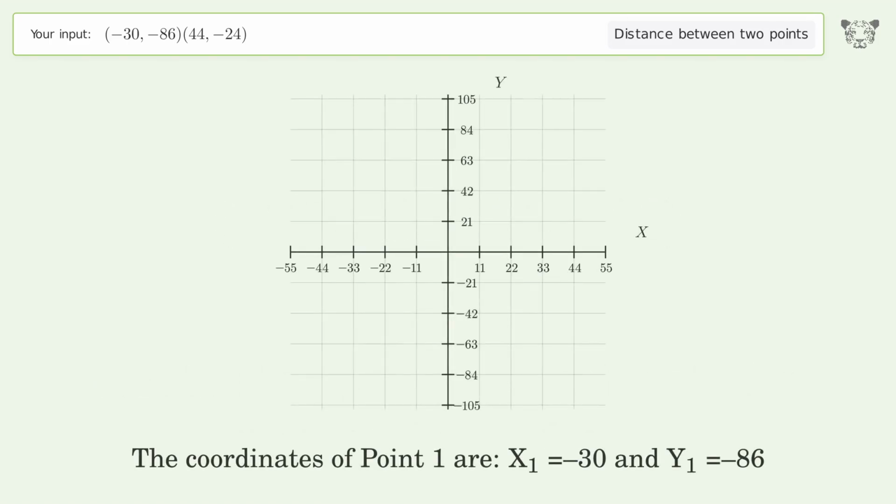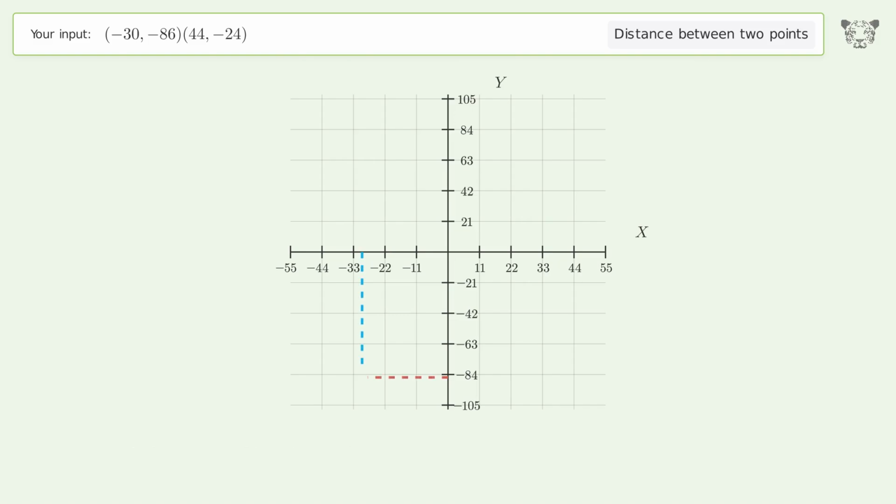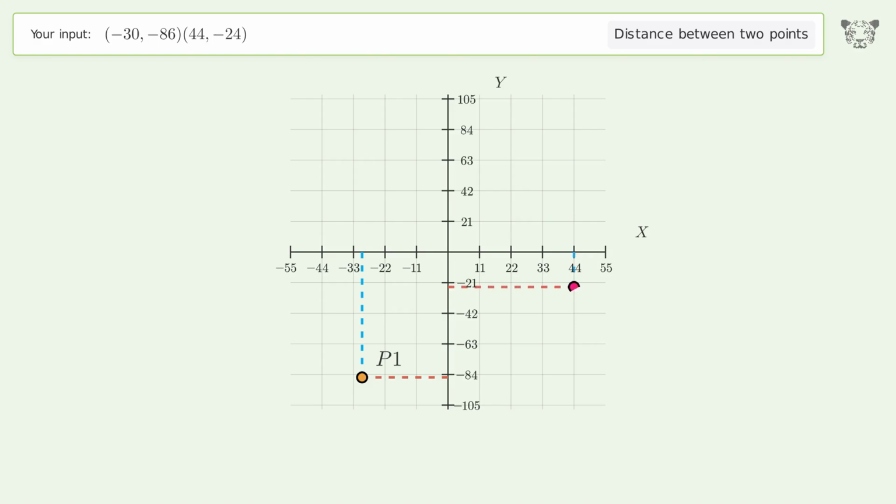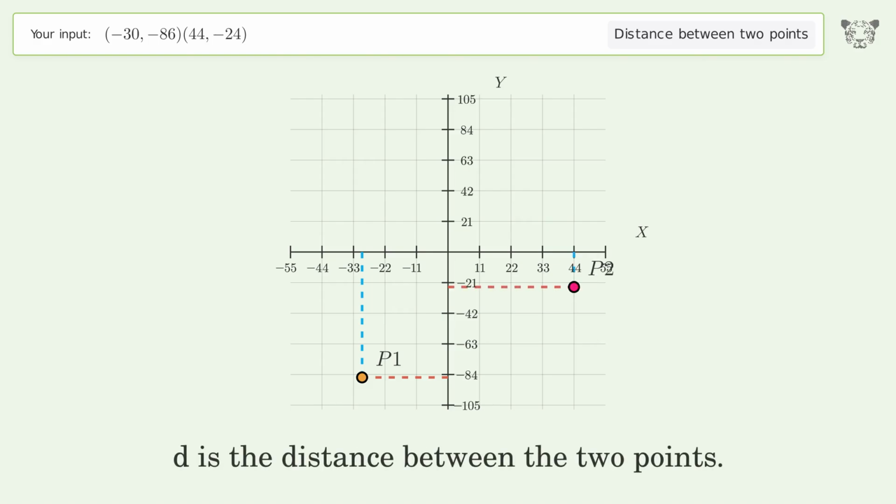The coordinates of point 1 are, x1 equals -30 and y1 equals -86. The coordinates of point 2 are, x2 equals 44 and y2 equals -24. D is the distance between the 2 points.